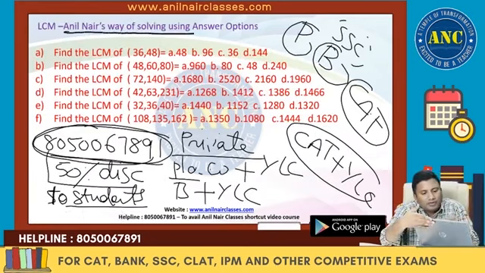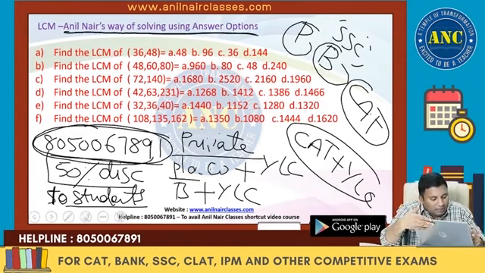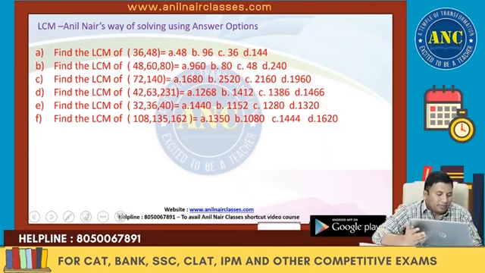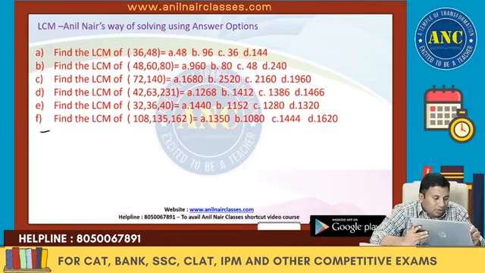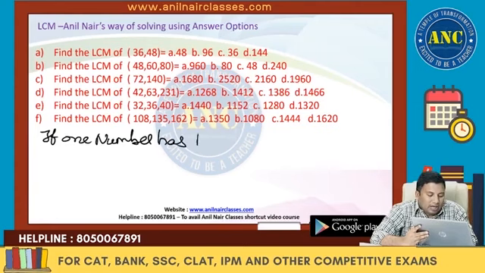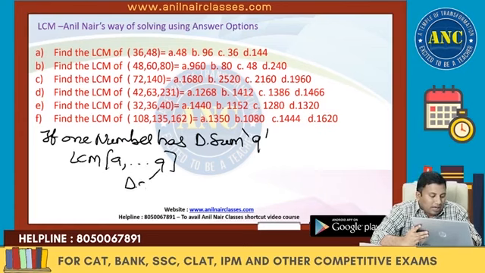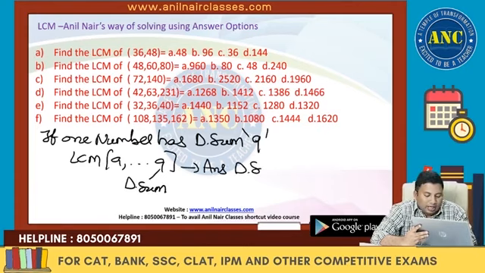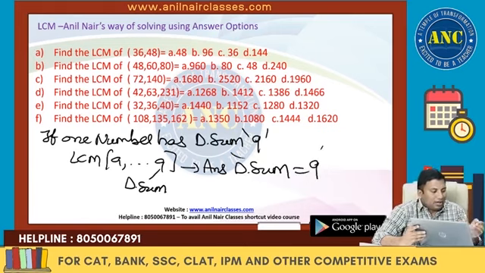Anil Nair's way of solving answer options. What are the important methods that we discussed? Concept: if one number has a digital sum 9, then the LCM of any number with a digital sum 9, the answer digital sum should be 9. That is the first one.